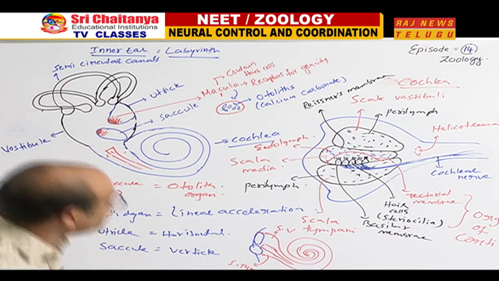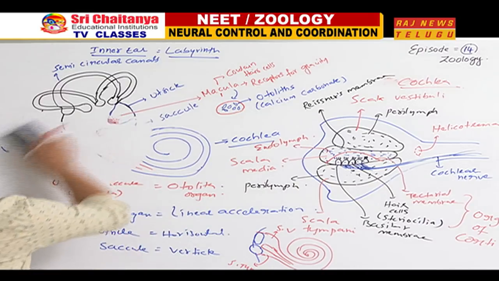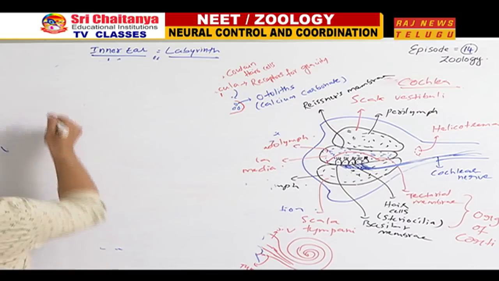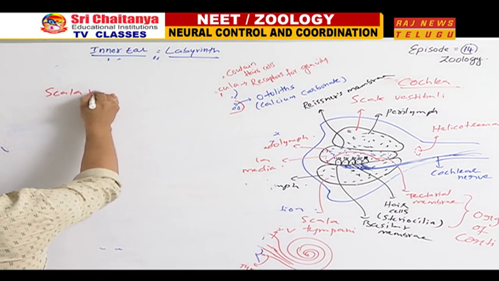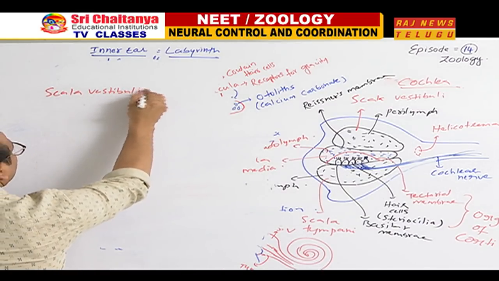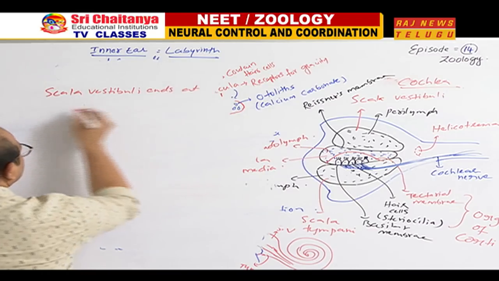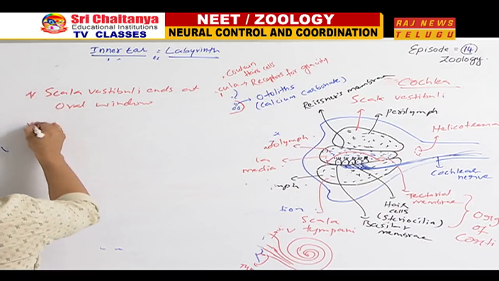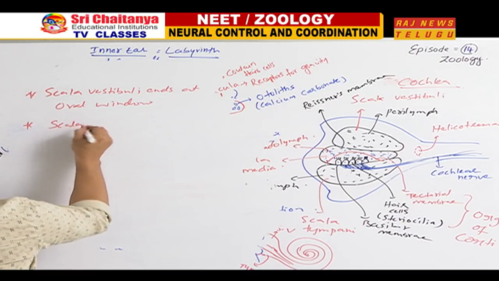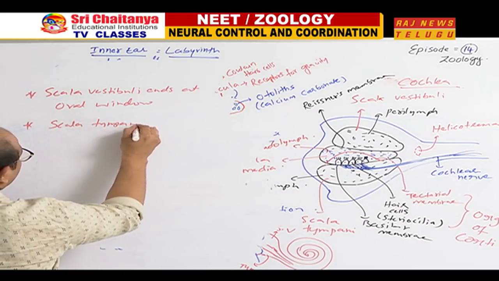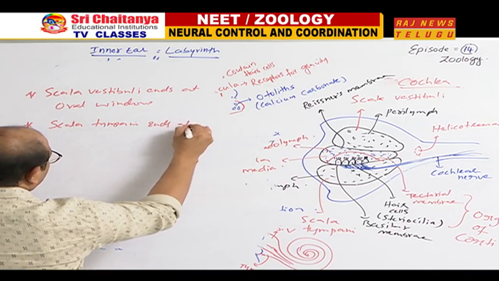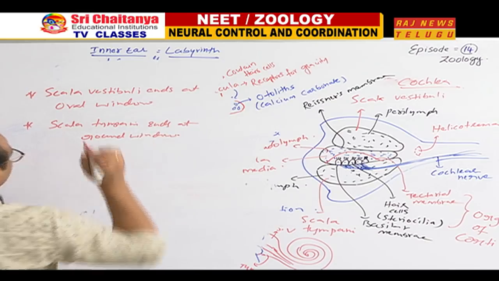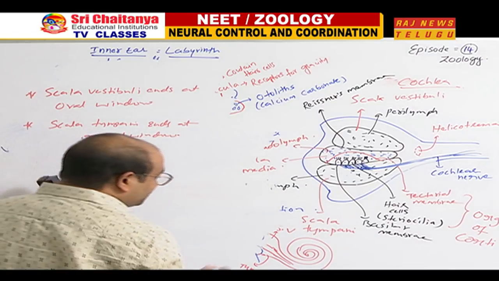I will write those points. Scala vestibuli ends at oval window. Next point is scala tympani ends at round window. And I can say one more point here.